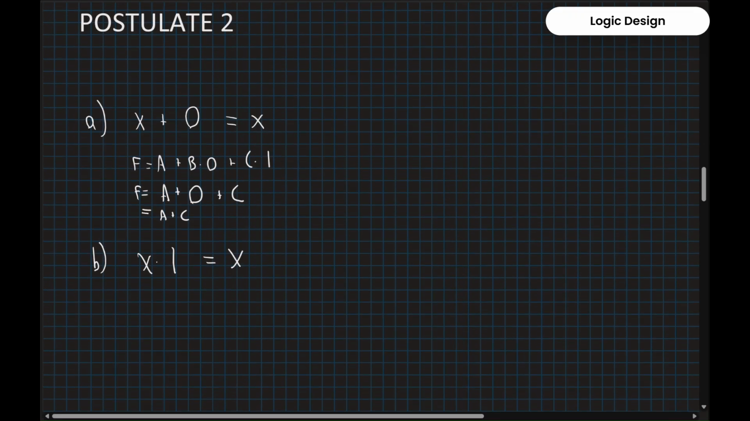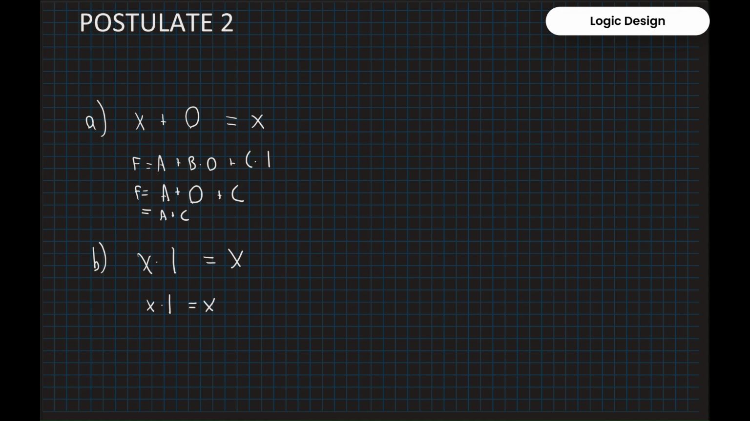The second postulate, part B of postulate 2, is x times 1 is equal to x. This is also a common multiplication rule. If you were to multiply a number by 1, it would still remain the same. So x times 1 is equal to x. 4 times 1 is equal to 4. Pretty straightforward.